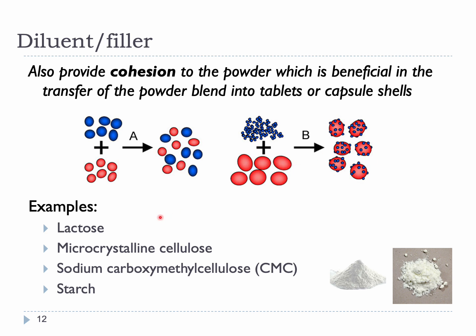The most commonly used diluent is lactose. Lactose is cheap and easy to make tablets with. In case the patient is intolerant to lactose, other excipients or diluents can be used instead, such as microcrystalline cellulose, sodium carboxymethylcellulose (CMC), or starch.